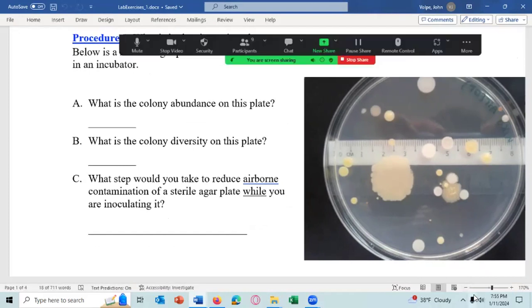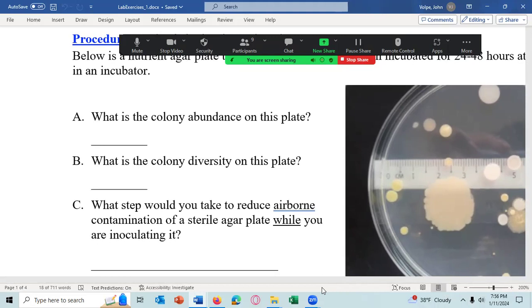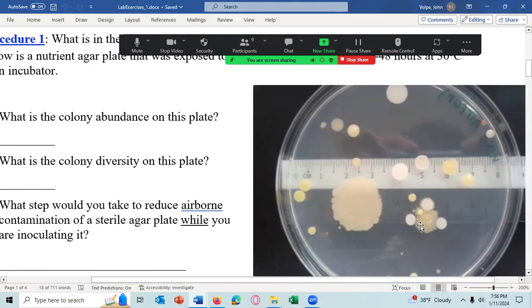Can I ask a really quick question too about the same photo? Is it possible to have one colony growing on top of another colony? I bet you're talking about this one right here. Yeah, that one. That's exactly 2 colonies. That's the yellow one and that's the brownish one. Okay, great to know. Thank you.